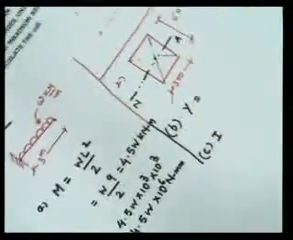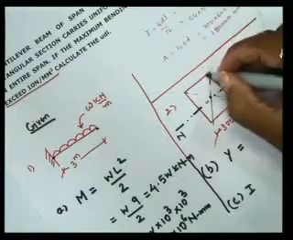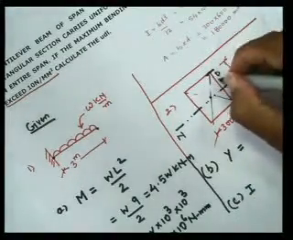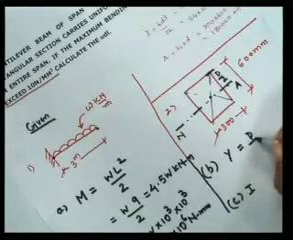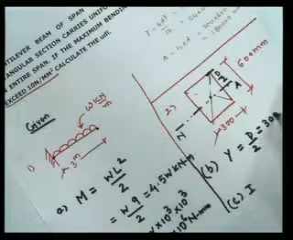Okay, now what will be y? Distance of extreme fiber with respect to neutral axis, that is nothing but d by 2. So we can write down y, that is equal to d by 2, that is equal to 300 mm.